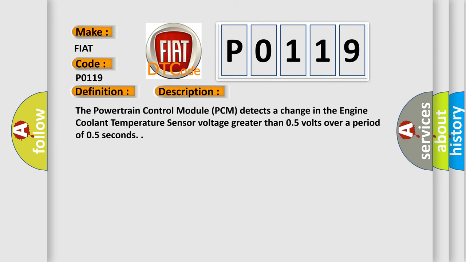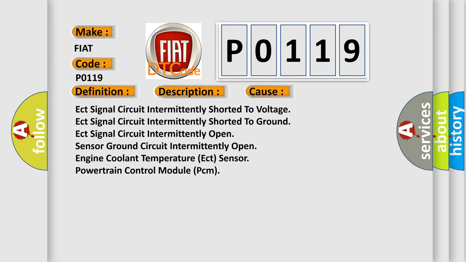The powertrain control module PCM detects a change in the engine coolant temperature sensor voltage greater than 0.5 volts over a period of 0.5 seconds. This diagnostic error occurs most often in these cases: ECT signal circuit intermittently shorted to voltage, ECT signal circuit intermittently shorted to ground, ECT signal circuit intermittently open, sensor ground circuit intermittently open, engine coolant temperature ECT sensor, powertrain control module PCM.